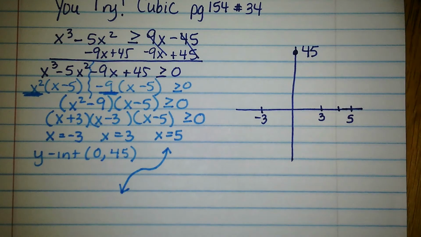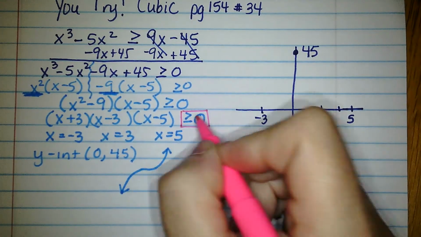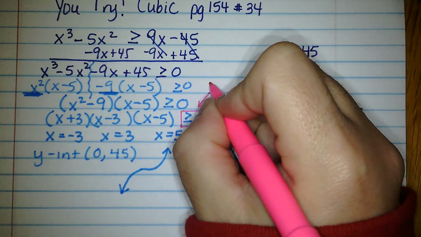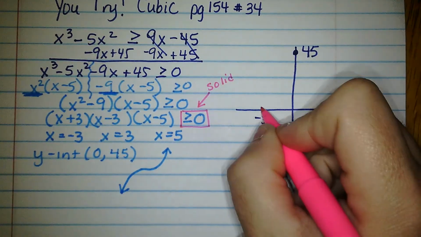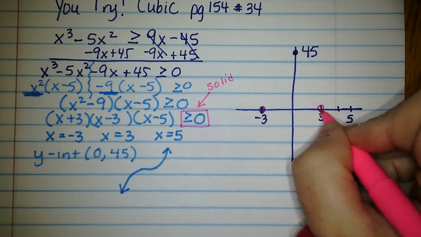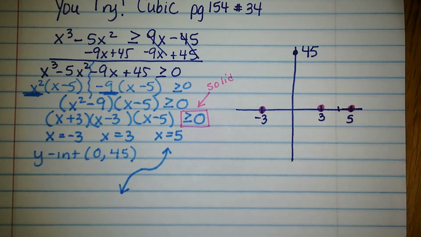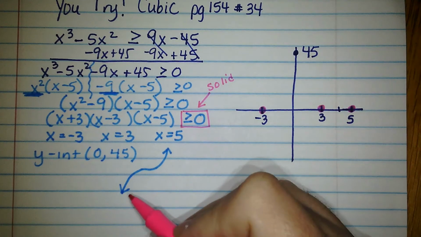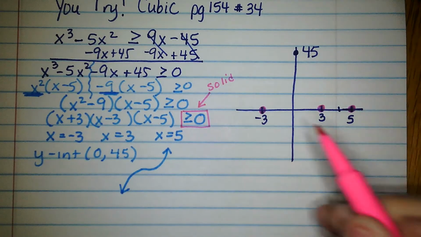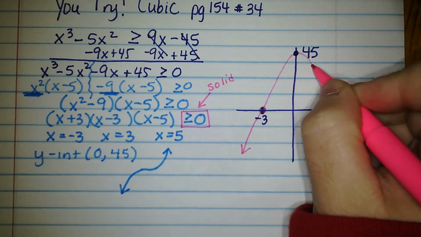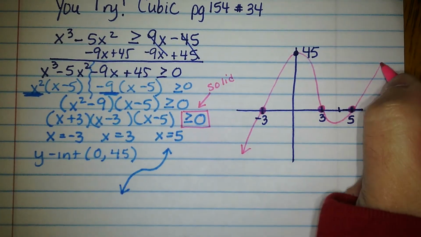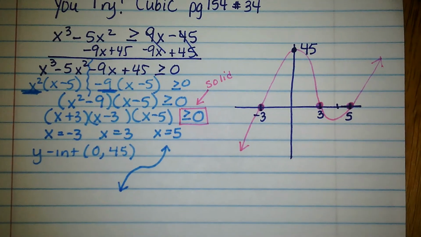And we have to pay attention to whether it's an open or a closed circle. In this case, it's a greater than or equal to. This tells me that it's going to be solid dots because of the equal to. So I've got solid here, solid here, solid here. I know that I'm starting bottom left and moving top right. So I'm going to start here, go up through the 45, come down through the 3, and up through the 5. So there's our sketch.